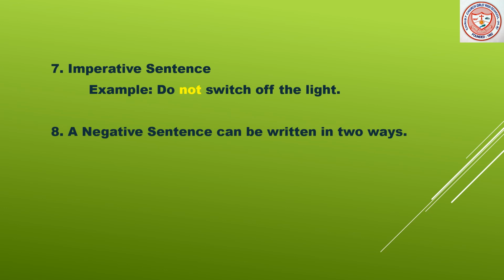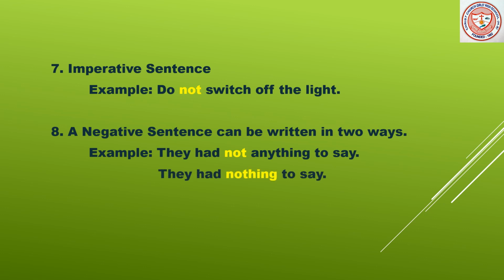Next point. A negative sentence can be written in two ways, right? That means we can write the negative sentence in two ways. Let us go through the example. They had not anything to say. And the next one is they had nothing to say. You can follow two different structures of the same sentence. In the first one, we have used had not, and in the second one, we have used nothing, but the meaning is the same.